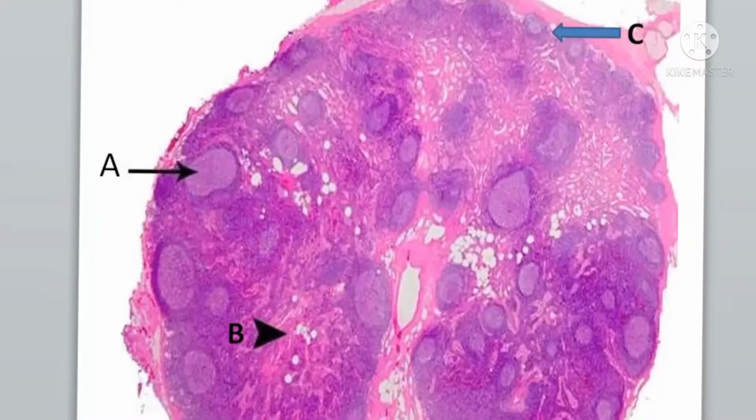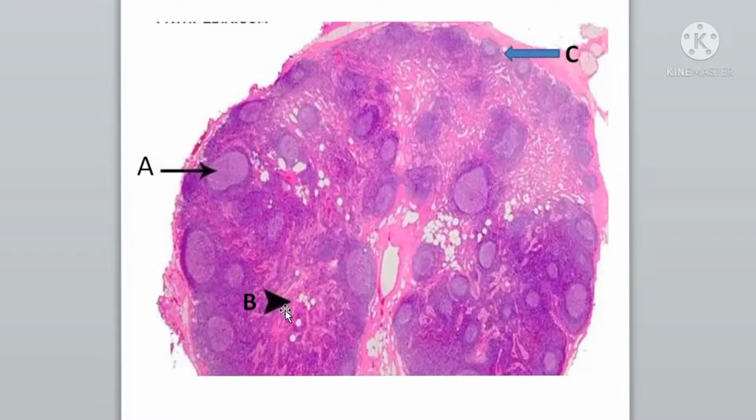A is germinal center. Louder. I don't think everybody can hear. A is germinal center, and B is medullary sinus, and C is medulla, and C is the primary follicle. Okay. What is there outside here? Capsule.